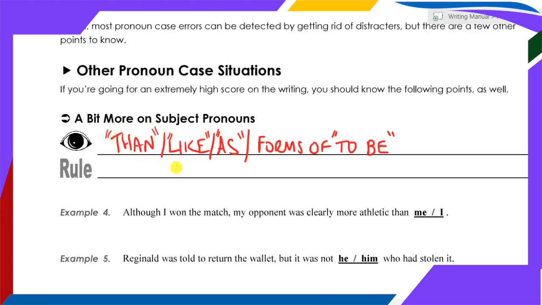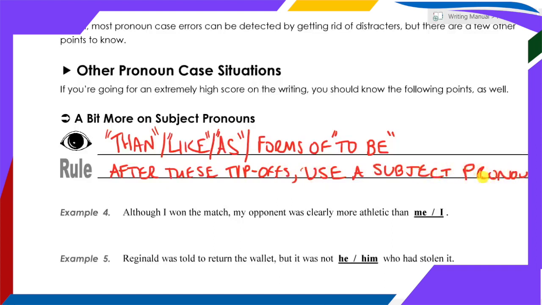Those words or phrases are the tip-off clues for this particular variation, and the rule here is that after these tip-offs, use a subject pronoun. If you want to take a stab at 4 and 5 on your own, go ahead and do so now.